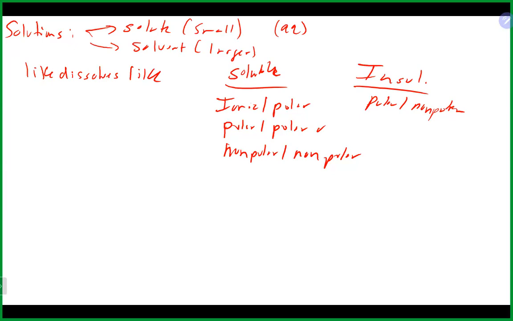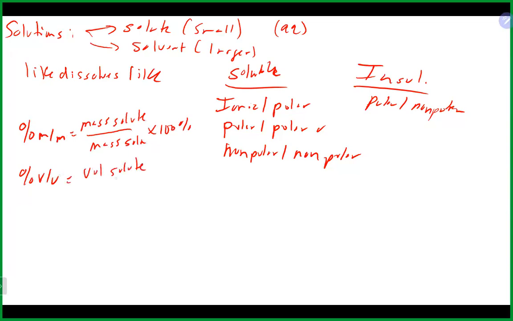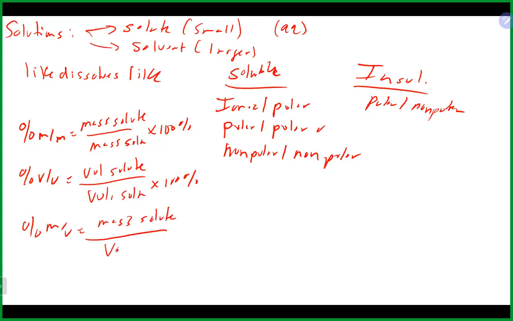We also talked about some concentration units for solutions. We had percent mass to mass, which is our mass of solute divided by the mass of the solution times 100%. We also had percent volume to volume, which is the volume of solute divided by the volume of solution times 100%. And we had percent mass to volume, which is the mass of the solute over the volume of solution times 100%.